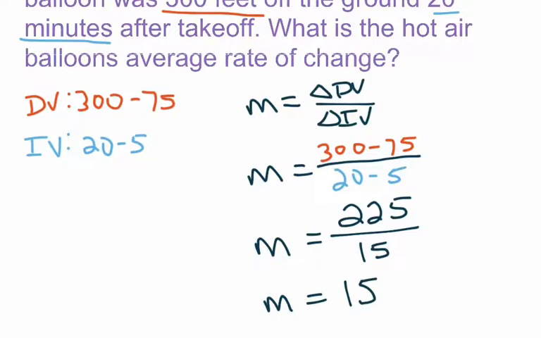And we need to include our label. Our dependent variable measures feet, and our dependent variable is in the numerator, so we have feet. And our independent variable measures minutes, so we have feet per minute. So that means that every minute that passes, the hot air balloon climbs another 15 feet. And that's our answer for that first example. Let's take a look at a couple more.